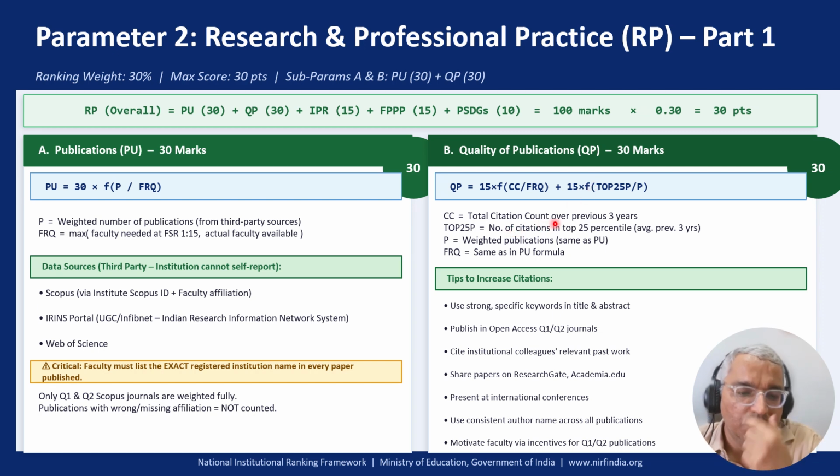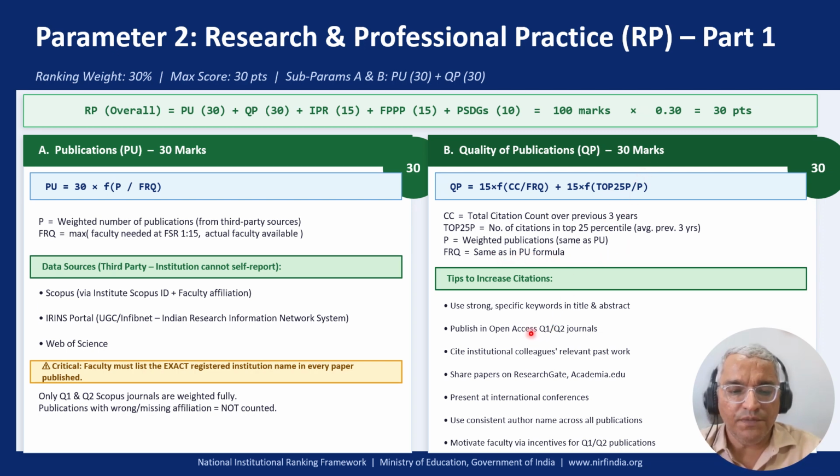CC is total citation count over previous 3 years. Top 25 is number of citations in top 25% percentile, averaged over the previous 3 years. P is weightage publication, same as PU. FRQ is the faculty required as per ratio 1:15.